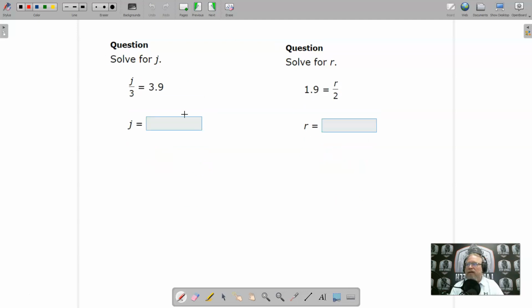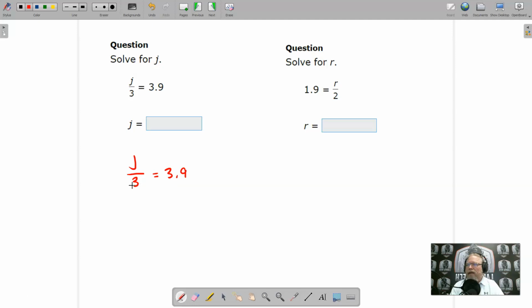Now we have division, right? Remember, all fractions are division problems, right? So J is being divided by 3. So J over 3 equals 3.9. So let's go ahead and write our problem out here. J over 3 equals 3.9.